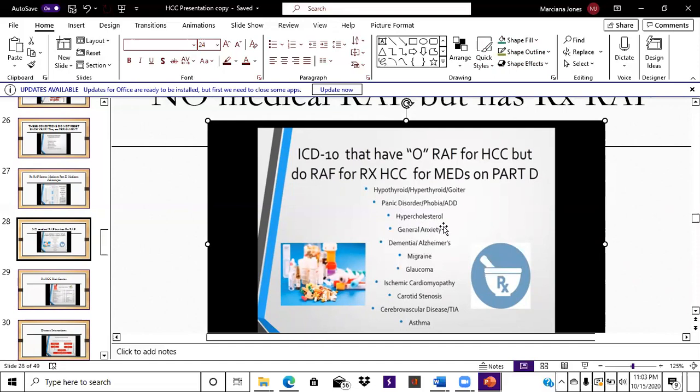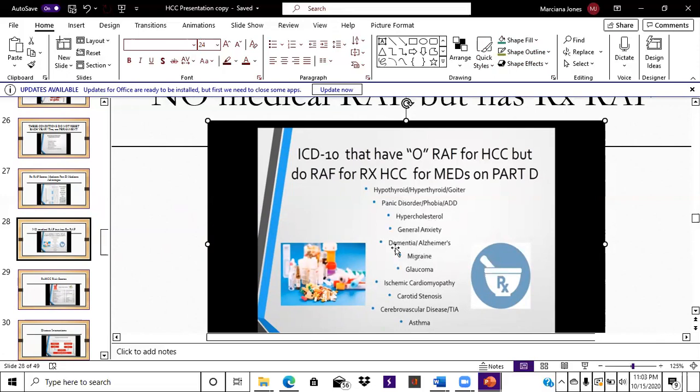So hypercholesterol is going to be E78.5, which is hyperlipidemia. But if it's mixed hyperlipidemia, then it will be E78.2. And if it's pure hypercholesterolemia, it'll be E78.00. They have to document it, but if it's just hypercholesterol, you're probably going to use E78.5, which is unspecified hyperlipidemia. General anxiety is going to be F41.1.